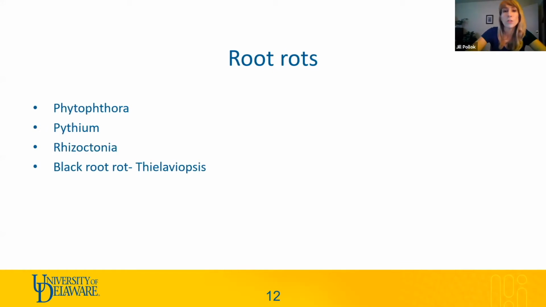So the most common root rot pathogens are Phytophthora and Pythium, which are oomycetes. That's a fungal-like organism. And then there's Rhizoctonia and Thielaviopsis, or black root rot, which are true fungi.